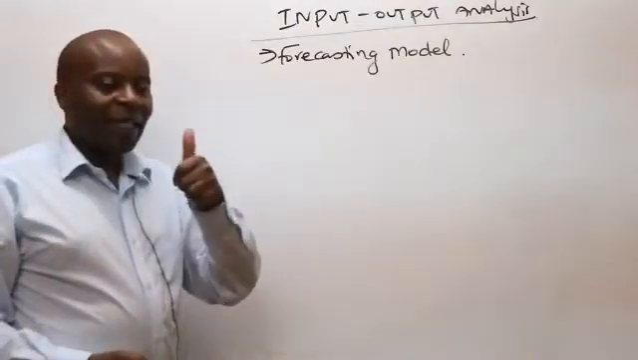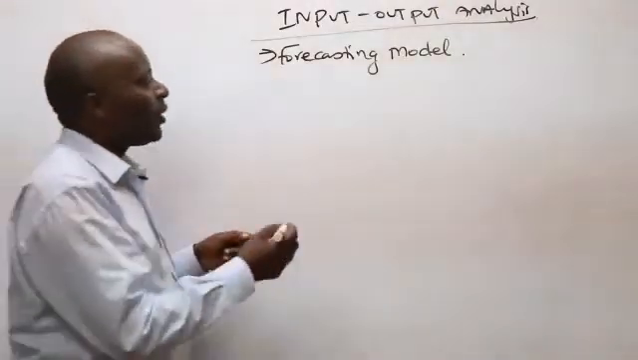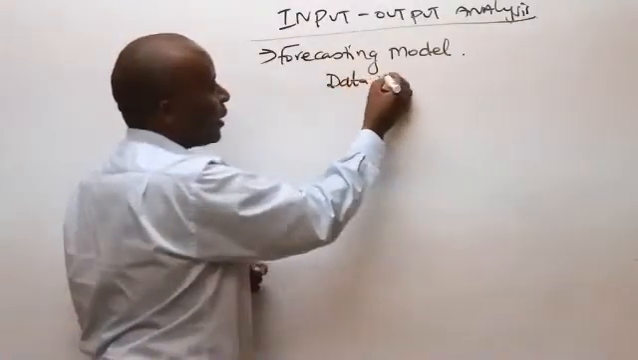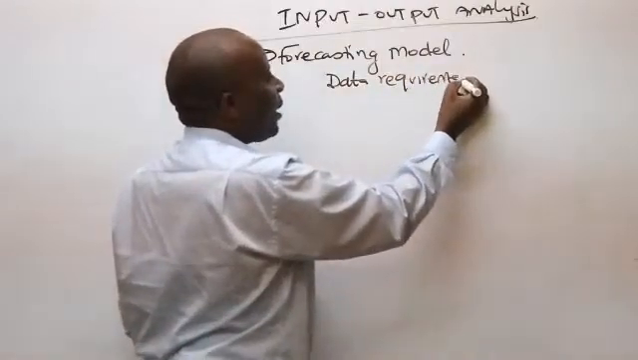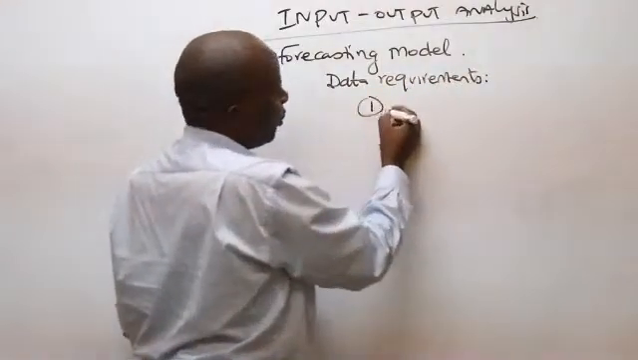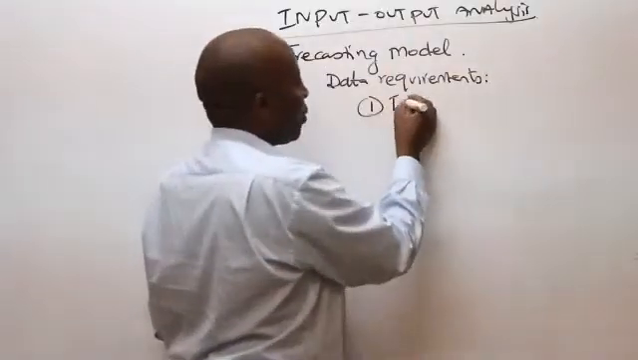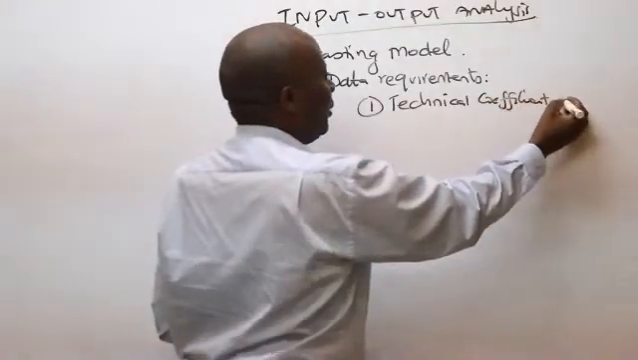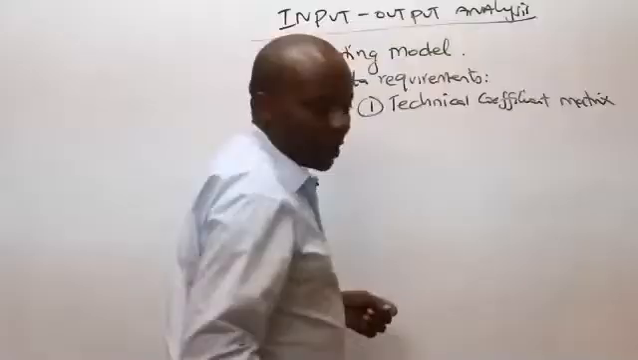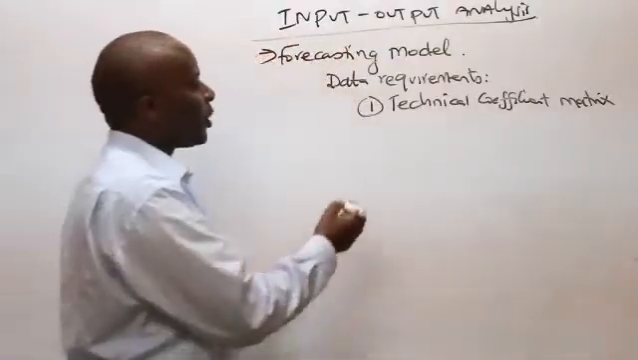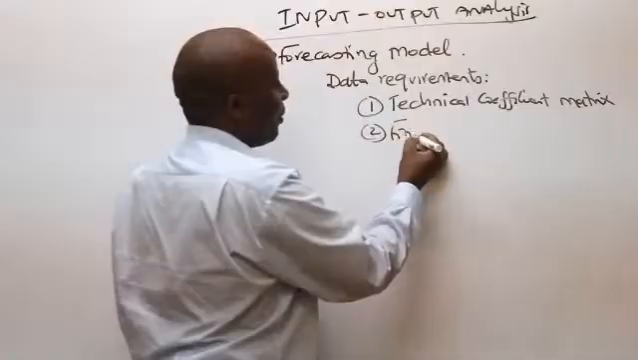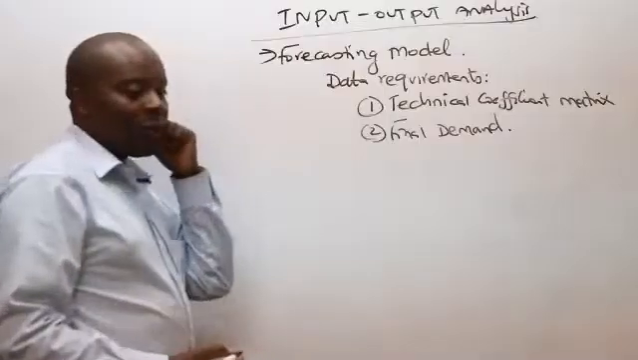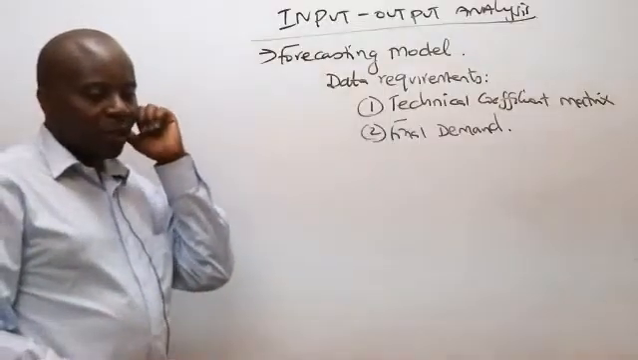Normally, ladies and gentlemen, you'll be given two things. The data requirements for you to be able to predict: number one, you need what we call the technical coefficients matrix. And number two, you need what we call the final demand.